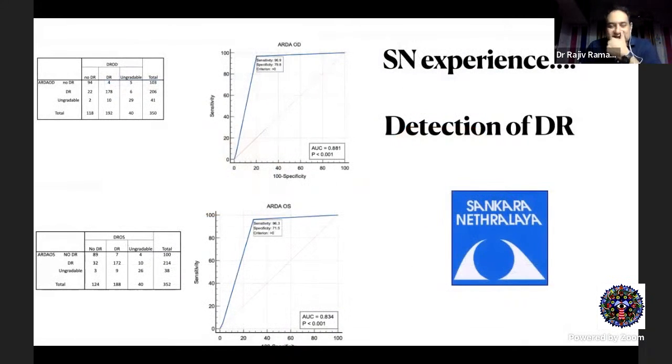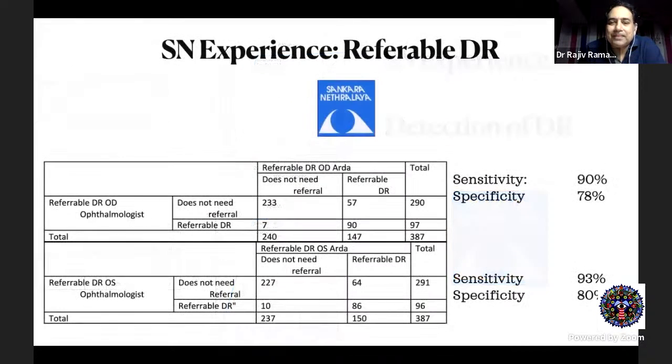So we have been using it successfully in our OPD for probably about the last 8 to 9 months. And even in real time, the performance seems to be the same as what we had published in JAMA, a very high specificity and sensitivity.